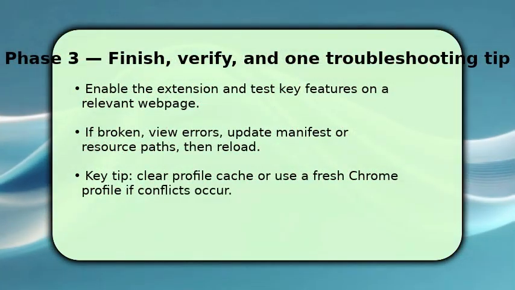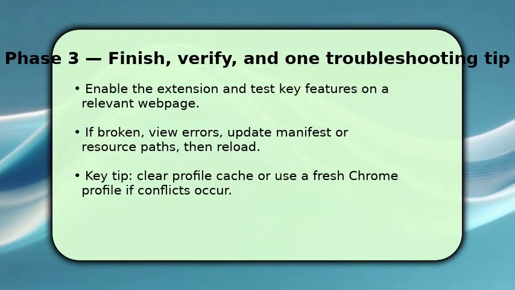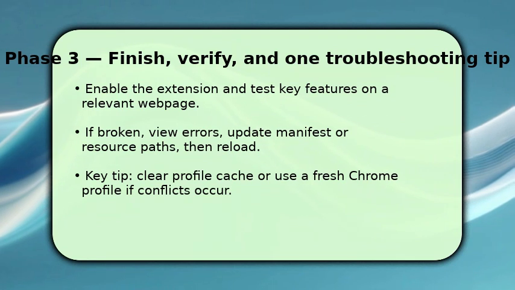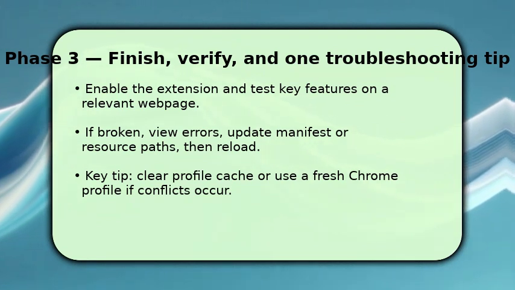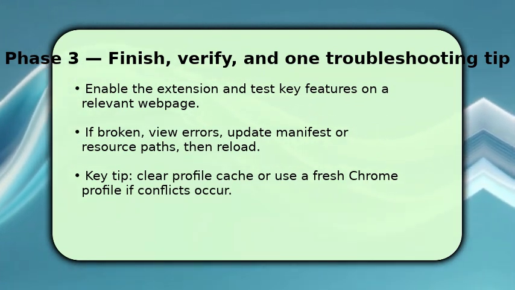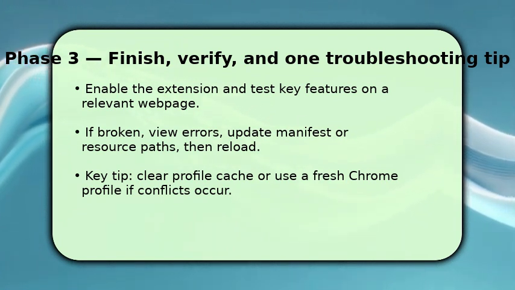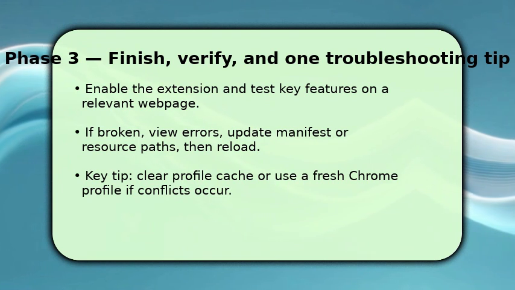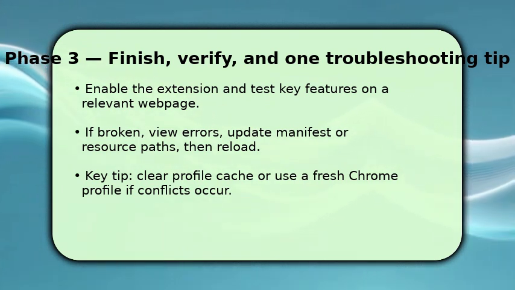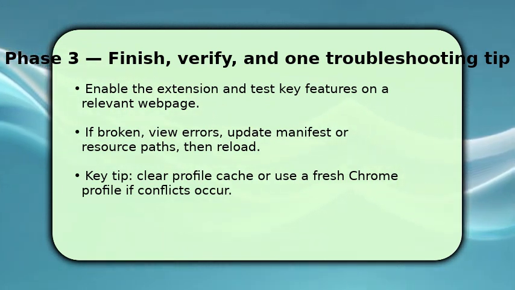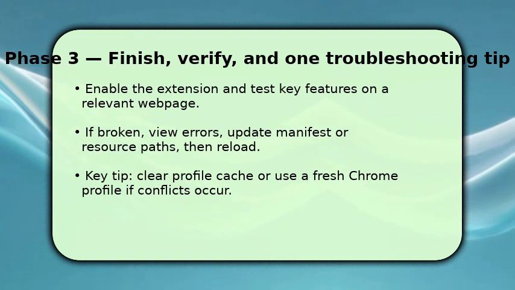Try the main action, verify pop-up and background scripts respond. If something fails, open the extension's console, read error lines, and fix manifest permissions or file paths, then reload. Make sure to pack the extension if you need a distributable CRX or keep developer mode for iterative edits. If unresolved conflicts persist, create a fresh Chrome profile or clear cache.